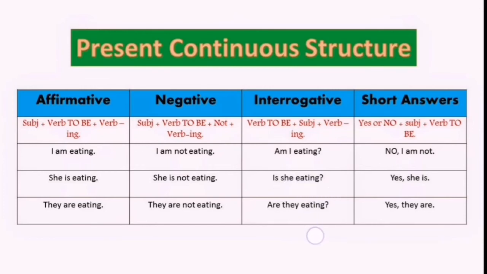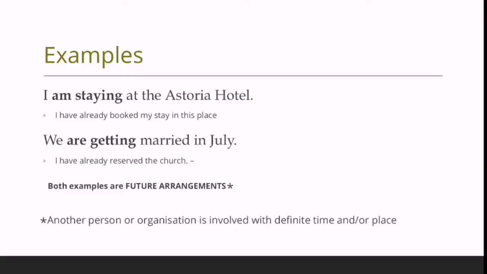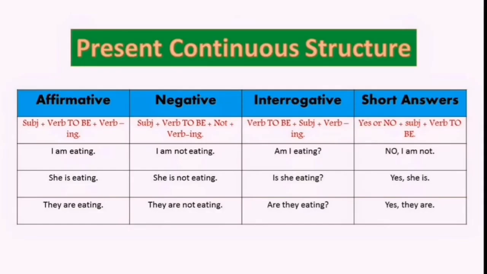Are they eating? And remember, when making a short answer, we need to answer with the auxiliary that we're using in the question. If we use the verb to be, we need to answer with the verb to be. No, I'm not. Is she eating? Yes, she is. Are they eating? Yes, they are. Or no, they aren't.